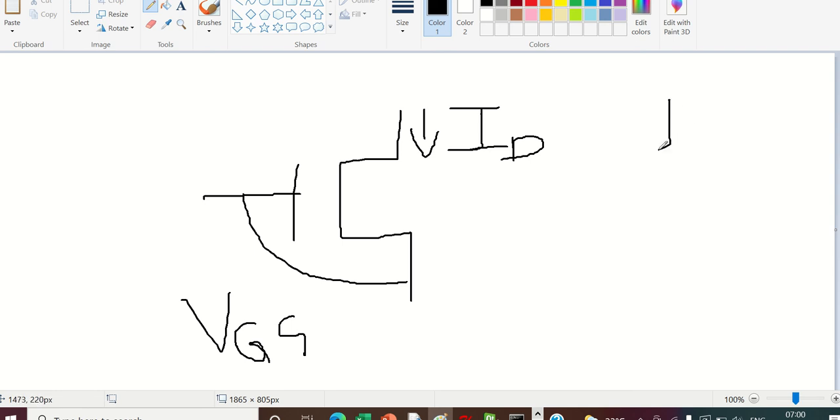If there is a resistor, and I pass a current through that resistor, and if I take output from here, what I get is voltage. If there is a resistor and I pass current to that resistor, I'll get a voltage output.